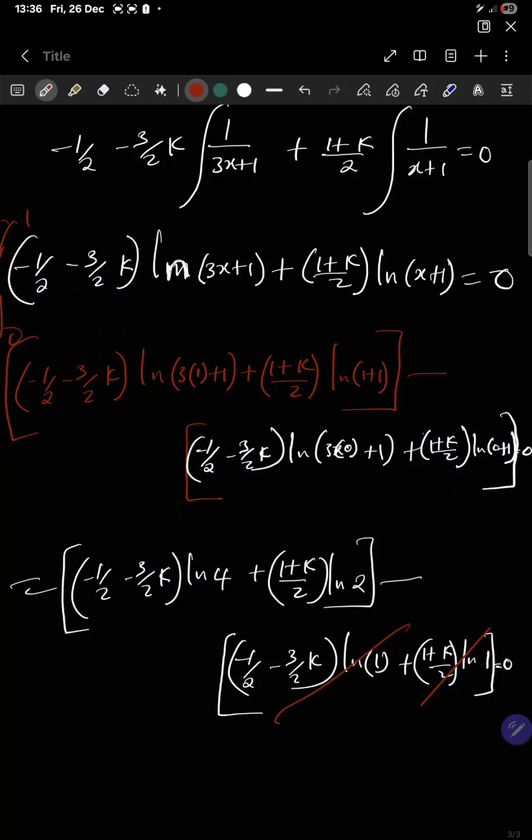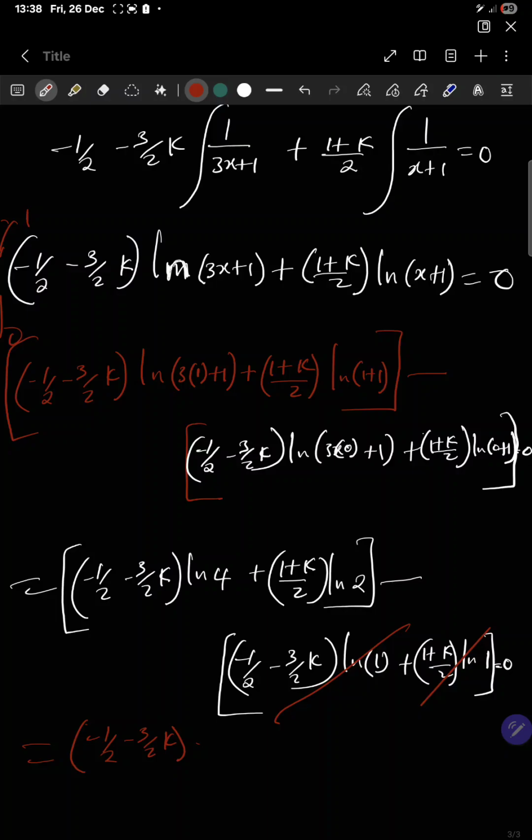So we need to use a calculator there. Alright, if we are to do that, you get negative 1 over 2 minus 3 over 2k, natural log of 4. If you are to get the natural log of 4, you are surely going to get 1.39.